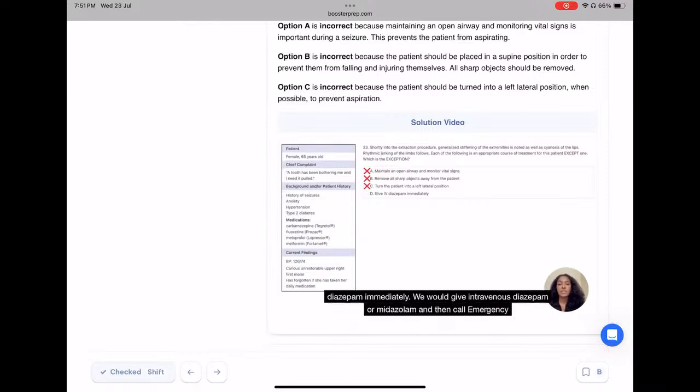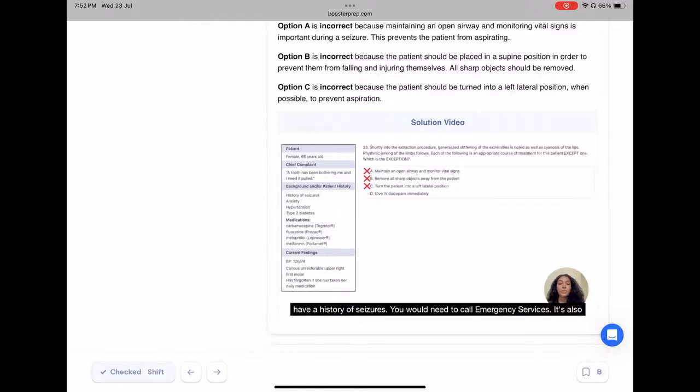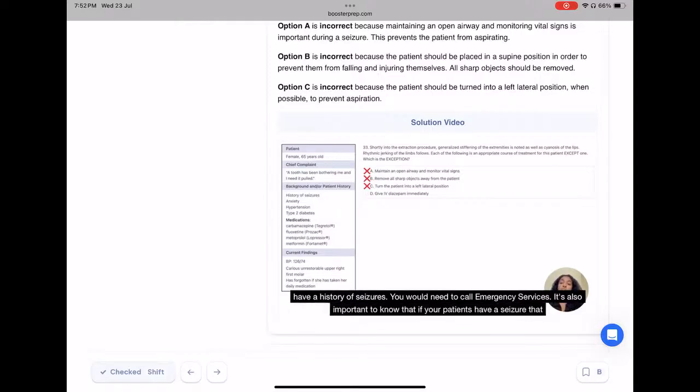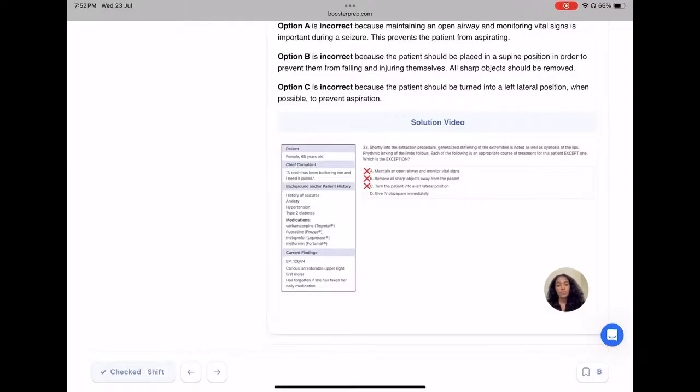We would give intravenous diazepam or midazolam and then call emergency services if the seizure doesn't stop within 5 minutes. Most seizures usually stop within 5 minutes and resolve on their own, but diazepam is used for those seizures that don't, and it's used to stop cluster seizures. If your patient doesn't have a history of seizures, you would need to call emergency services. It's also important to know that if your patient has had a seizure, that you check if they're reoriented and responding after their episode. Also, the patient should not be allowed to drive home. So this would be the correct answer for this question.